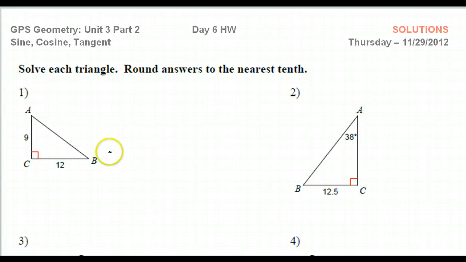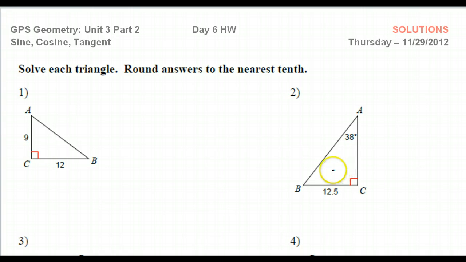Today's lesson is all about solving right triangles using trig functions: sine, cosine, tangent. Please remember that solving a triangle means to find all unknown sides and unknown angles. So in practice, that means there will be three things that you're trying to find for each triangle. For example, in number 1, there are 2 missing angles and a missing side.